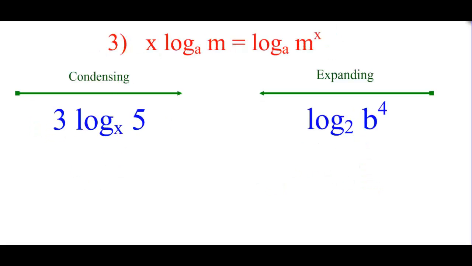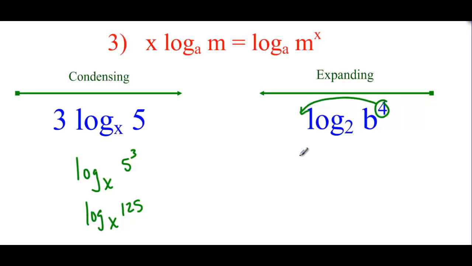My third rule deals with exponents. So if I have 3 times log base x of 5, to condense it, to make it where we start with the word log, I'm going to get log base x of 5 cubed, or log base x of 125. If I expand and I have an exponent, this exponent ends up coming out front. So it's going to be 4 times log base 2 of b.